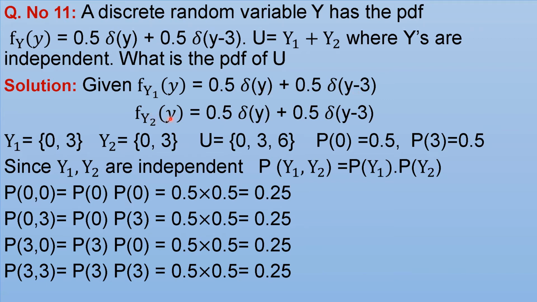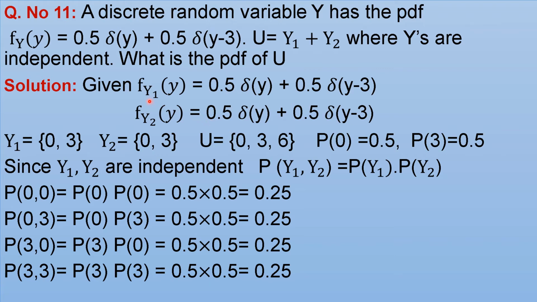Similarly fY2 of y, the probability density function of y2: here delta of y minus 0, delta of y minus 3. So the discrete values of y2 are 0 and 3. U means it is the sum of y1 and y2. So the possible values of u are y1 plus y2: 0 plus 0 is 0, 0 plus 3 or 3 plus 0 will be 3, then 3 plus 3 is 6. So the possible values of u are 0, 3, 6, the discrete values of u.